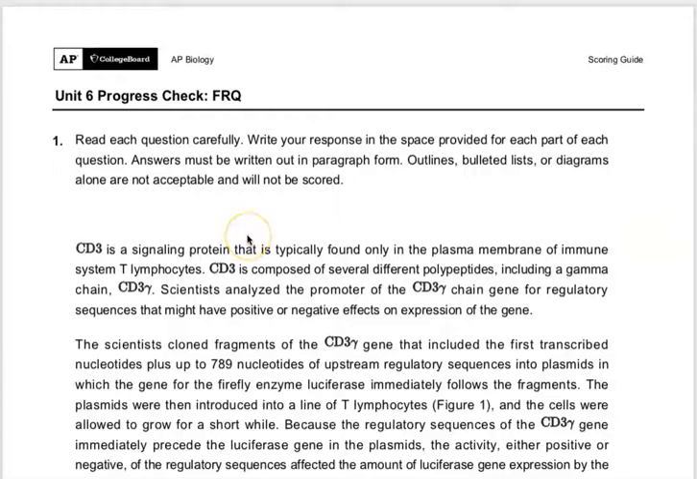Hi everyone. So we're going to be talking about your Unit 6 progress check from AP Classroom, specifically question 1 of the FRQ. I'm going to take you through the question, try to explain the question a little bit better to you. This was a very complicated question, so I am going to assume that a lot of you guys are going to have a little bit of problems answering this question.